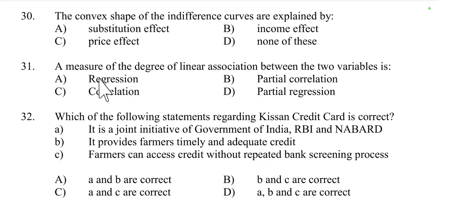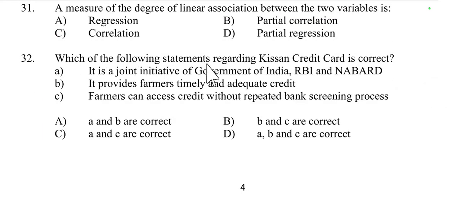Then question number 31. A measure of the degree of linear association between two variables is regression, partial correlation, or partial regression. A measure of the degree of linear association between two variables is called correlation. Correlation measures the degree of linear association between two variables, that is, it quantifies how closely two variables move in relation to each other.